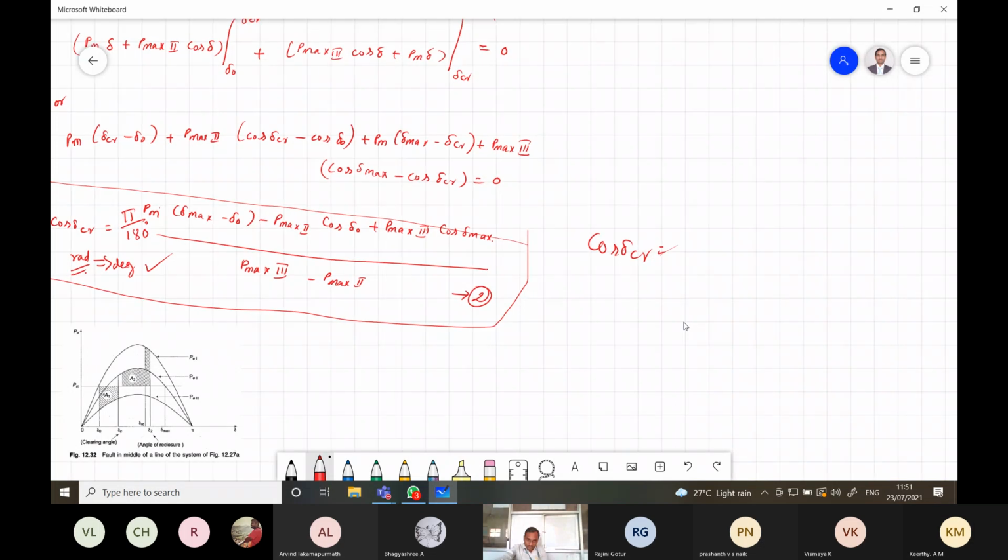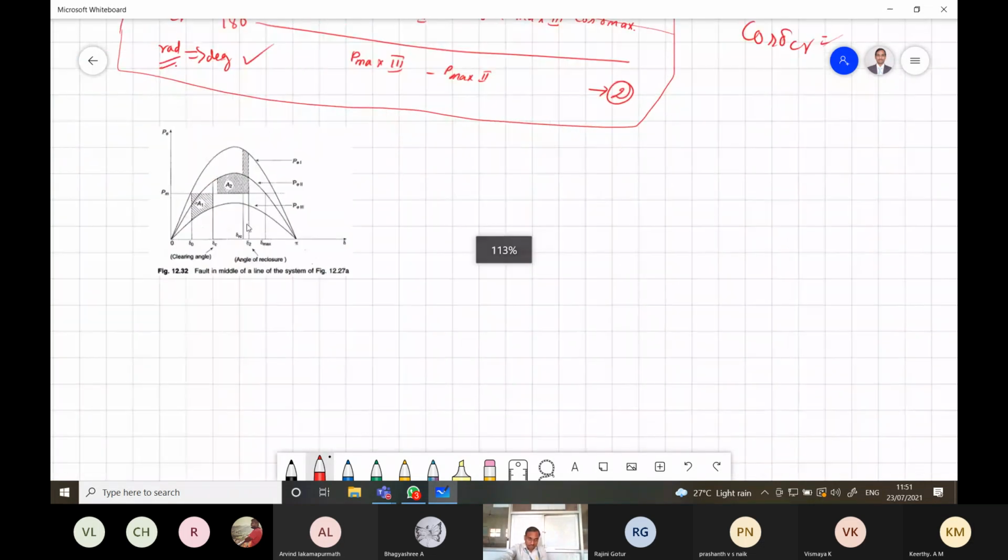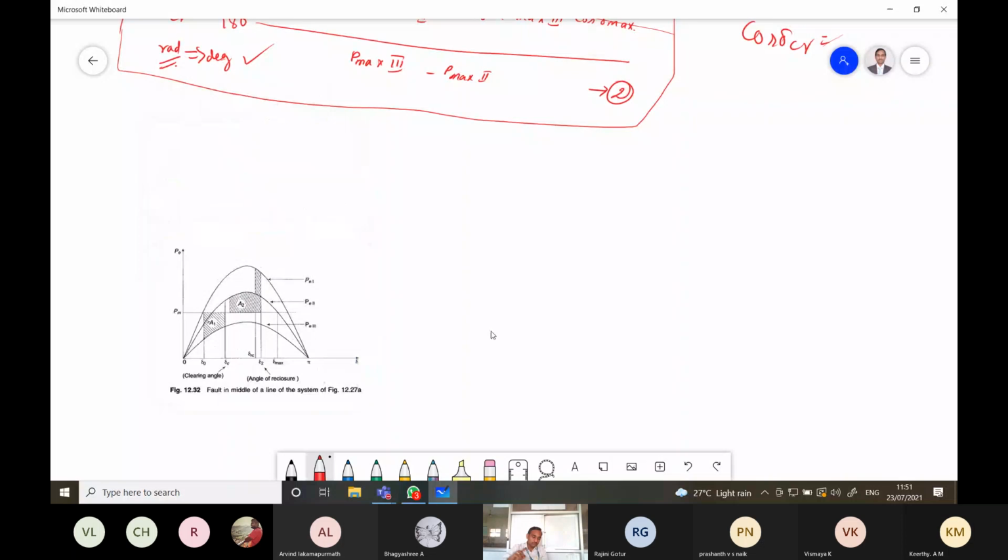So in the third case, this is the last case, when reclosers are used. What do we mean by auto reclosers? Sometimes there are temporary faults. What is a temporary fault? It becomes only a transient. It is not a permanent fault. It is not a short circuit. It will be a transient type of fault, and it will be for only a small duration.